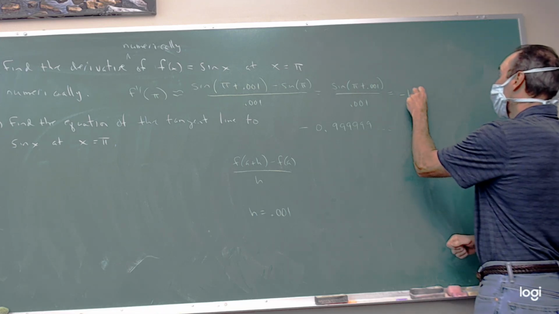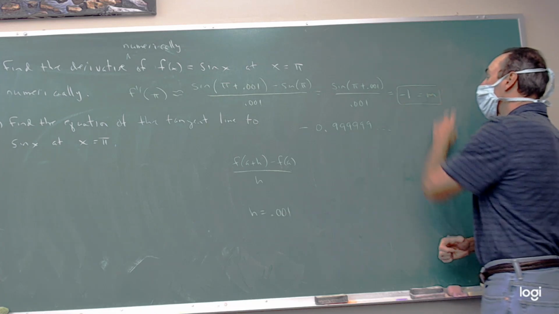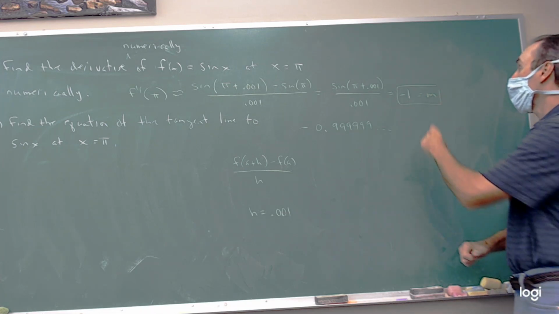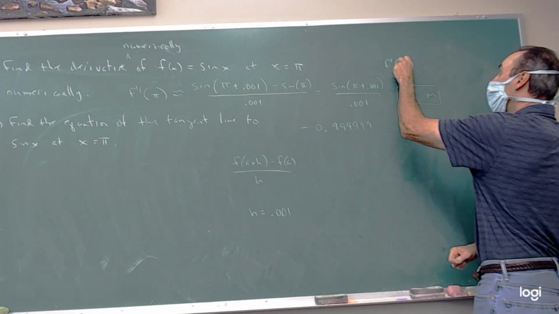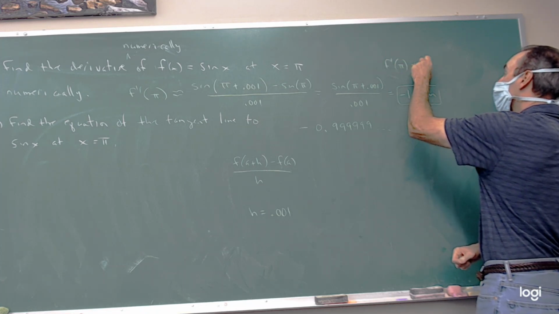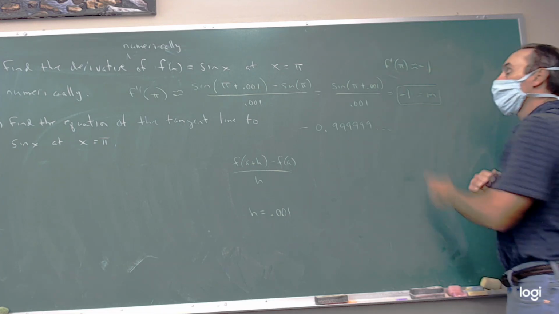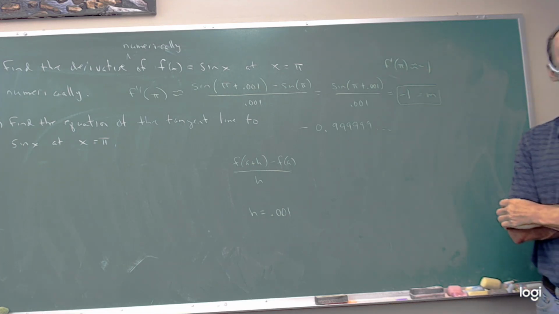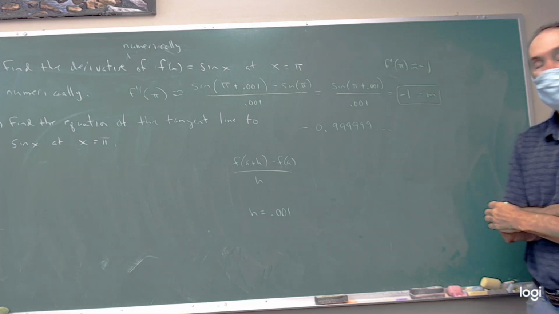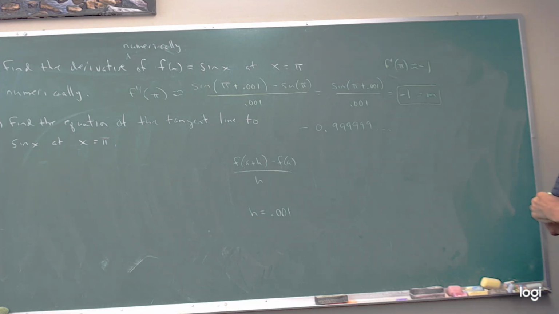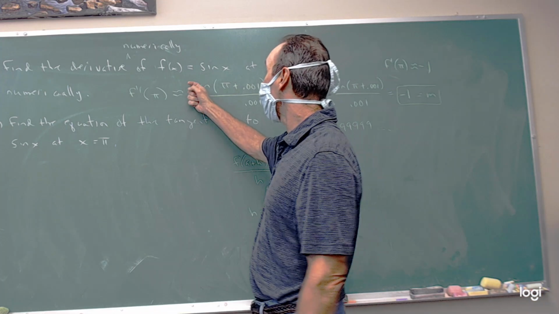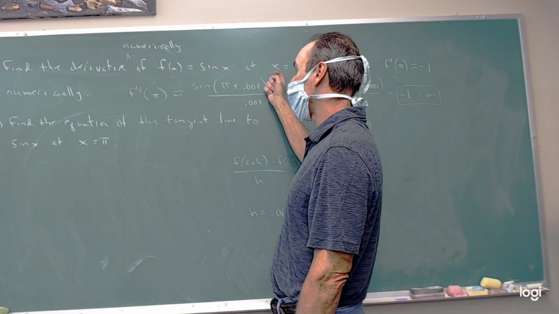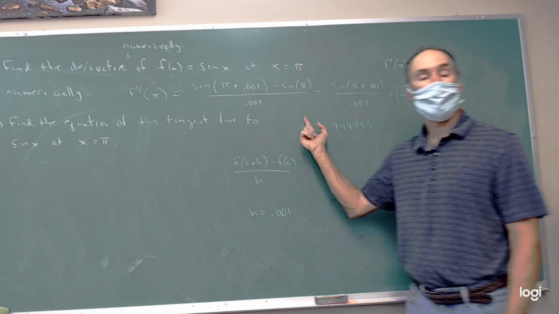And that, we know, is the slope of the tangent line. We're going to say f prime of pi is approximately negative 1. We don't know if that's exactly right yet because we approximated it. It turns out that is exactly right, but we'll find that out later. Is that okay so far? Okay, so now we've answered part A. We have found the derivative of this function at pi numerically.